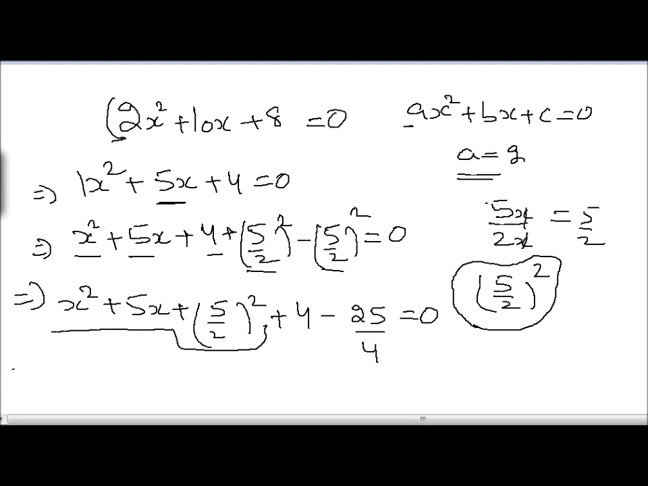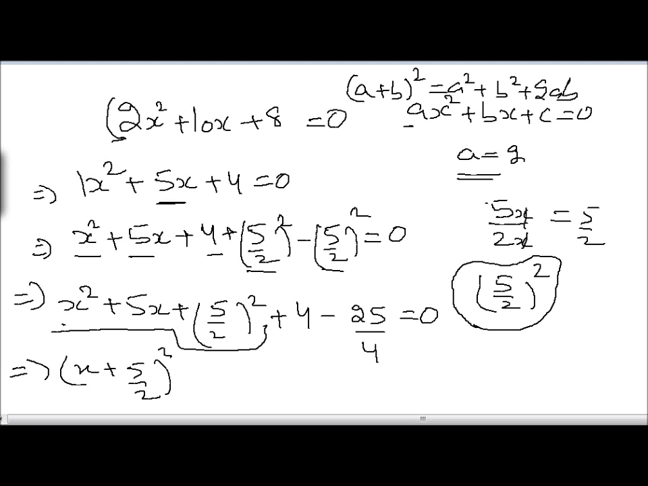Now I can write these first terms like (x + 5/2) whole squared, because it's the same thing, because (a + b) whole squared is equal to a squared plus b squared plus 2ab. Similarly, this can be written equivalent to (x + 5/2) whole squared here. So it's 4 minus 25/4. When it goes to the other side, it can be written as 25/4 minus 4.